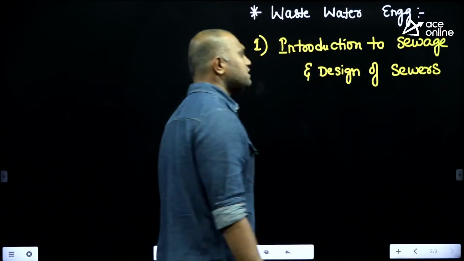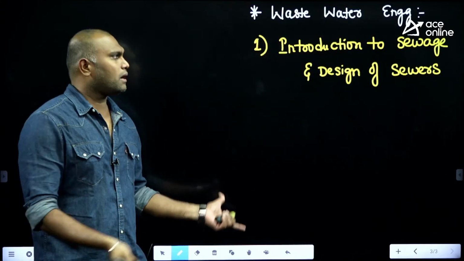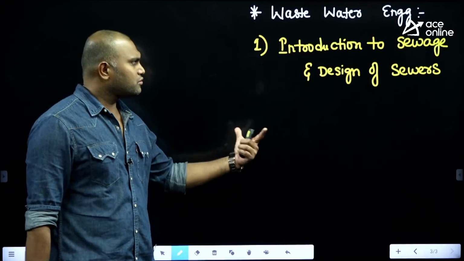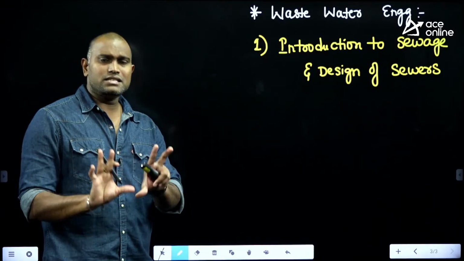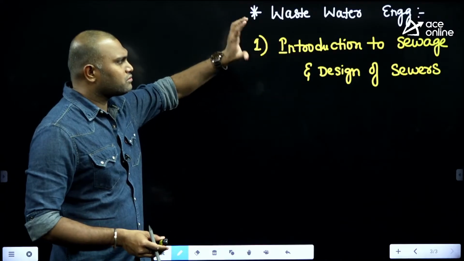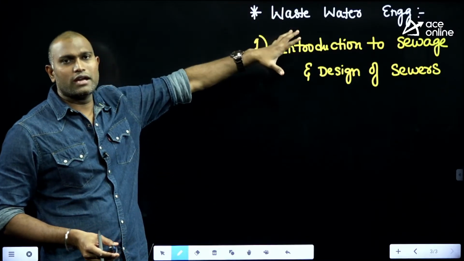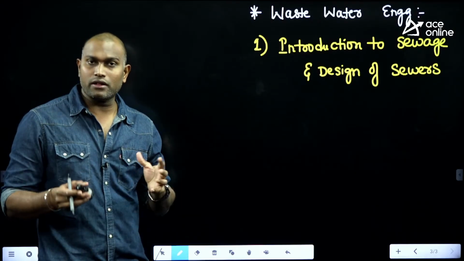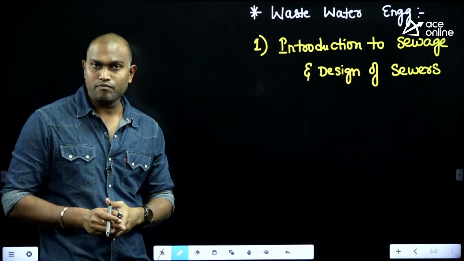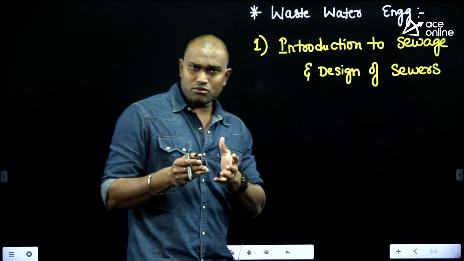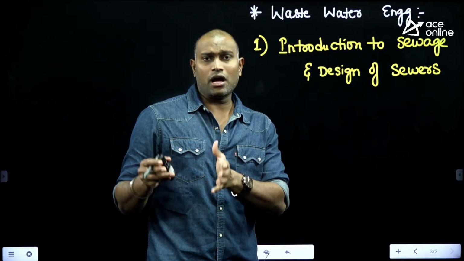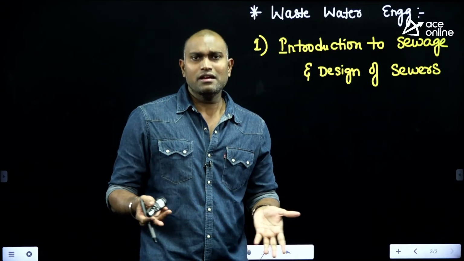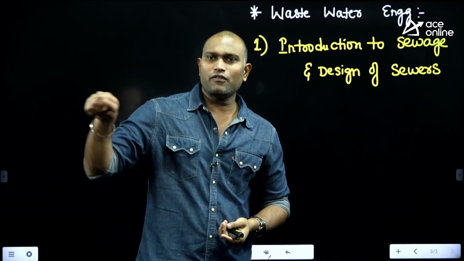Introduction to sewage and design of sewers. That is chapter number 1 and 2. I am combining them. That is the basic thing that you need to know: what is sewage, how you are going to calculate the dry weather flow, how you are going to calculate the wet weather flow, what are the various factors affecting those things, and once we know how much wastewater is generated, it depends on how much water you send.